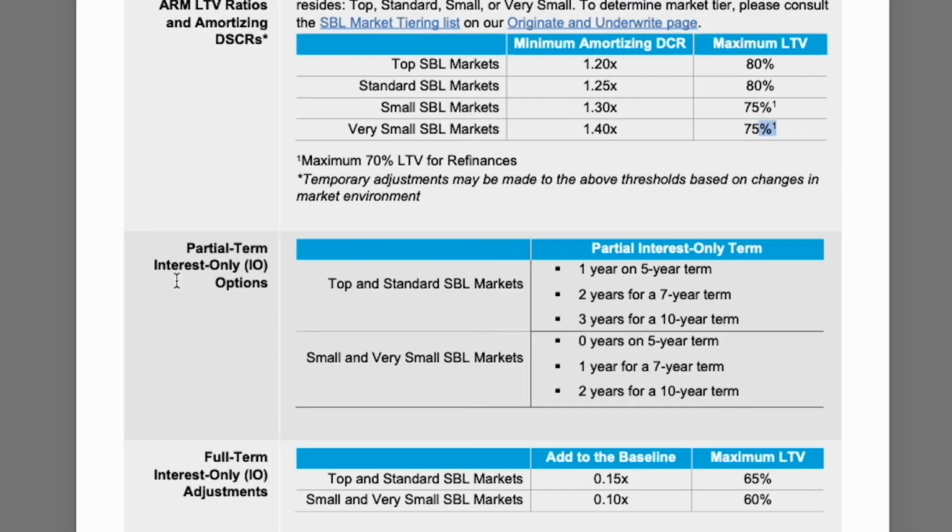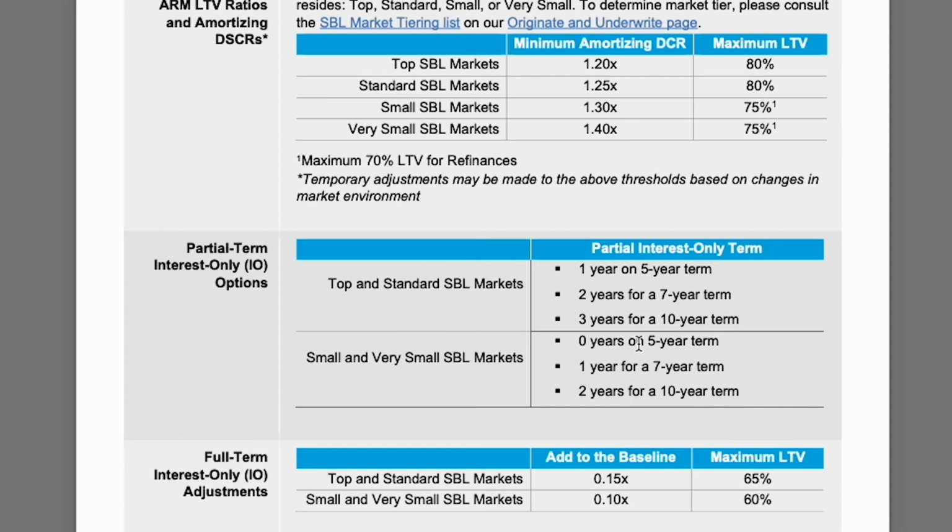We did say that it has full term interest only and partial interest only. So if you're in the top and standard market, if you're on a 5-year loan, you can have a 1-year interest only period. If you're on a 7-year loan, you'll have a 2-year interest only period. And if you're on a 10-year loan, you'll have a 3-year interest only period.